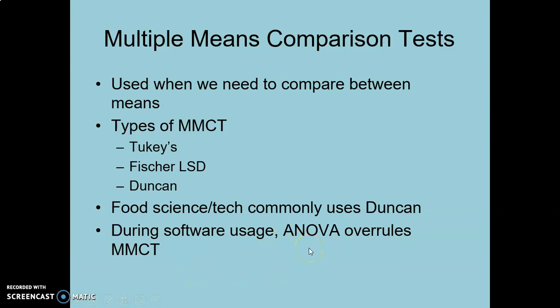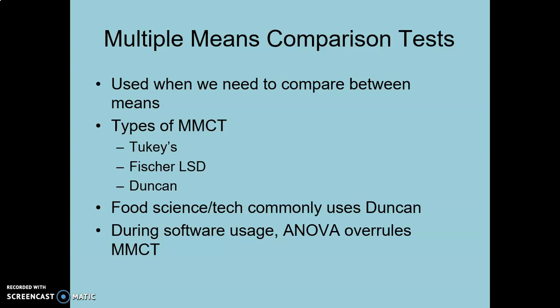During software usage, you have to remember this: ANOVA overrules MMCT. In a marginal situation where, for example, the probability is marginal to 0.05, there is a possibility that even though the ANOVA result is not significantly different, when you do your MMCT, you can see that there is a significant difference. In this kind of situation, always refer to the ANOVA first, because ANOVA overrules MMCT.